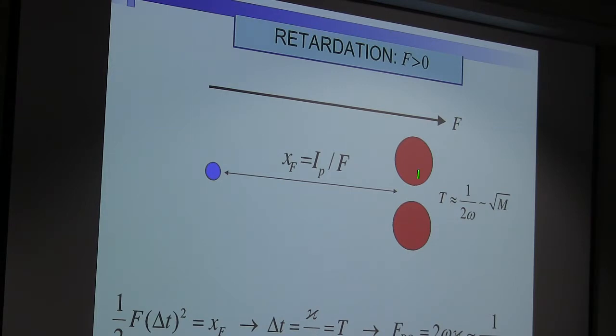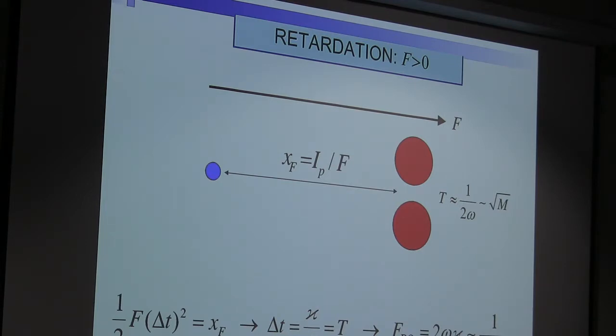So here you have the nuclei. They move on a time scale, say 1/2 vibration period, which scales like the square root of mass. Now the exit point, which we calculated earlier, it was called Z0 in my initial slide, is given by the ionization potential over the field. So this is the exit point. And then I can ask myself, how long does it take for the electron to reach this exit point? Well, it's 1/2 times acceleration times time squared. It's this formula here. From this I get the time.